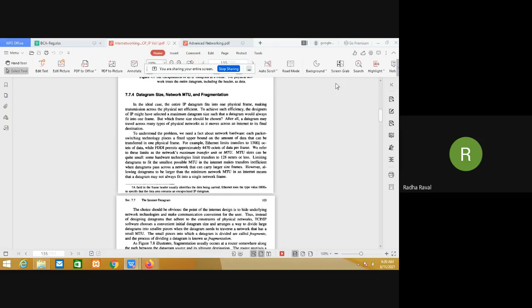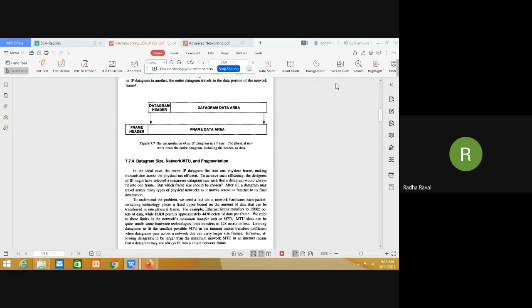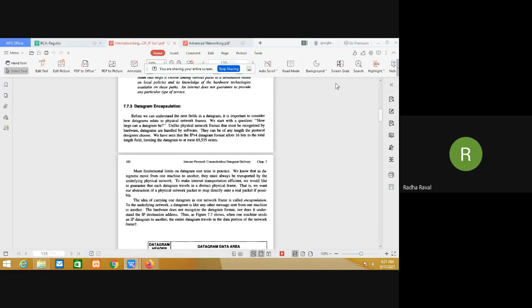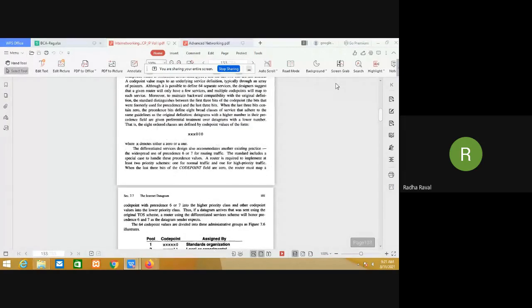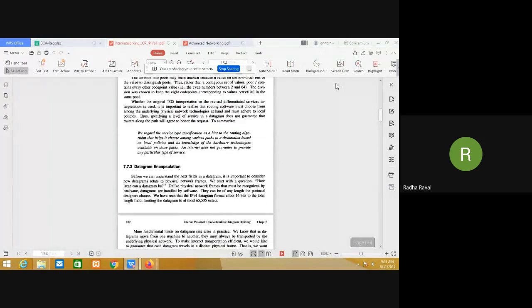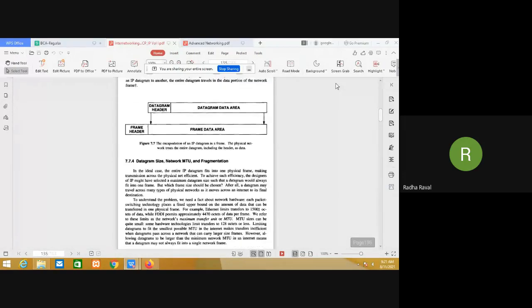In the last lecture, we have completed up to this, right? Datagram encapsulation. Now our packet is ready.